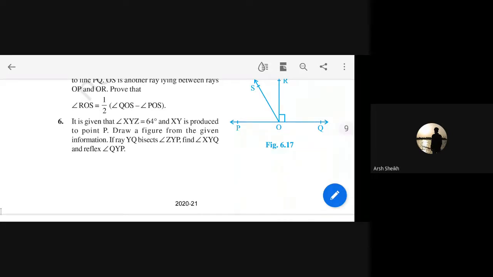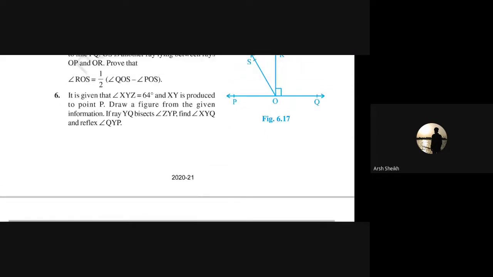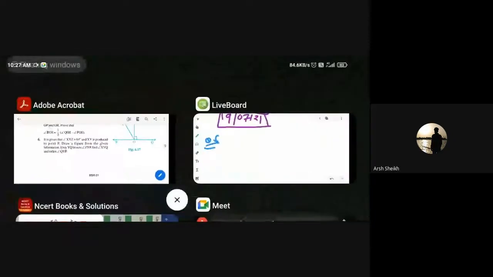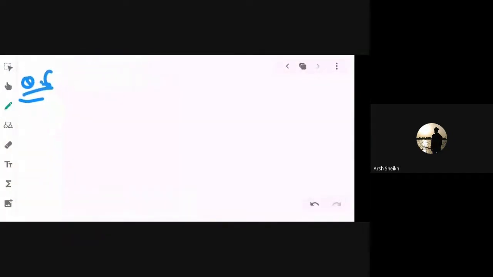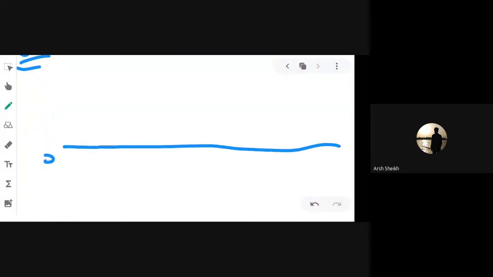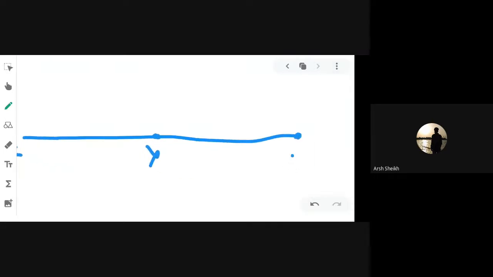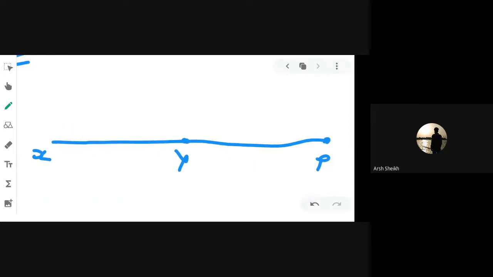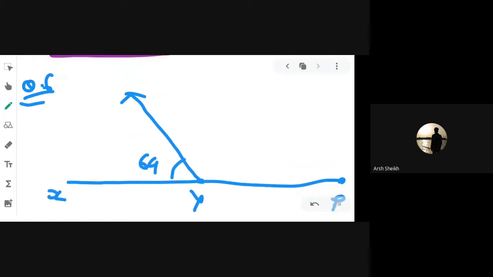Now it is given that ray YQ bisects angle ZYP. Now you can see we are drawing a figure. First, for example, it is line XY, and it is produced to point P. Now it is given that angle XYZ is equal to 64 degrees. So we are taking point Z.